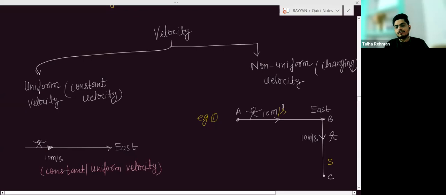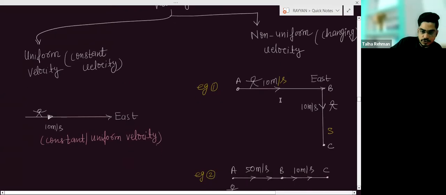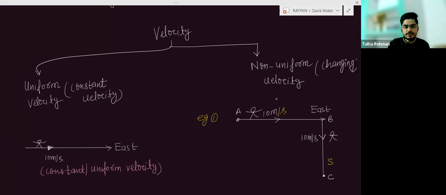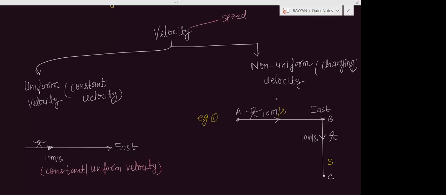Now non-uniform velocity. Non-uniform velocity means, basically, velocity is what? Speed and direction.